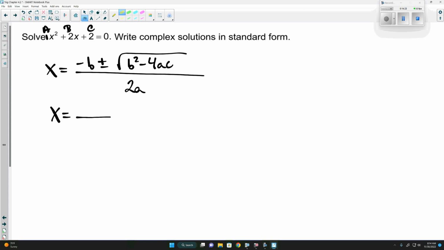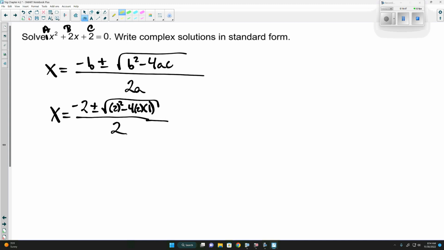X is equal to, so we have negative b. Well, that's just going to be negative 2, plus or minus the square root of 2 squared minus 4 times 2 times 1, all over 2a, or 2 times 1, which is just 2. Questions on this here so far?